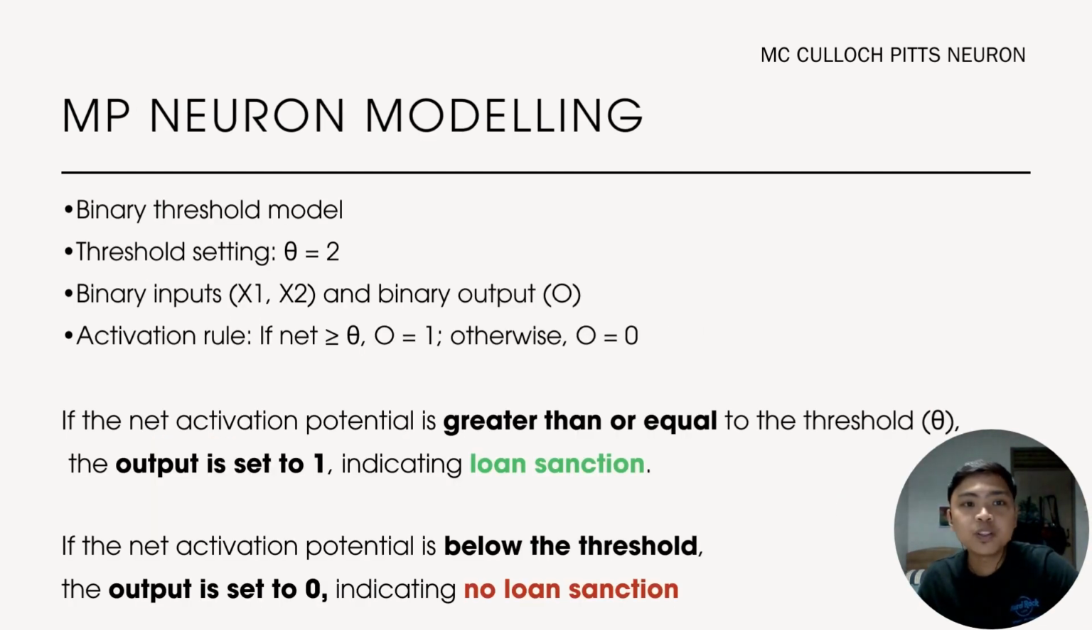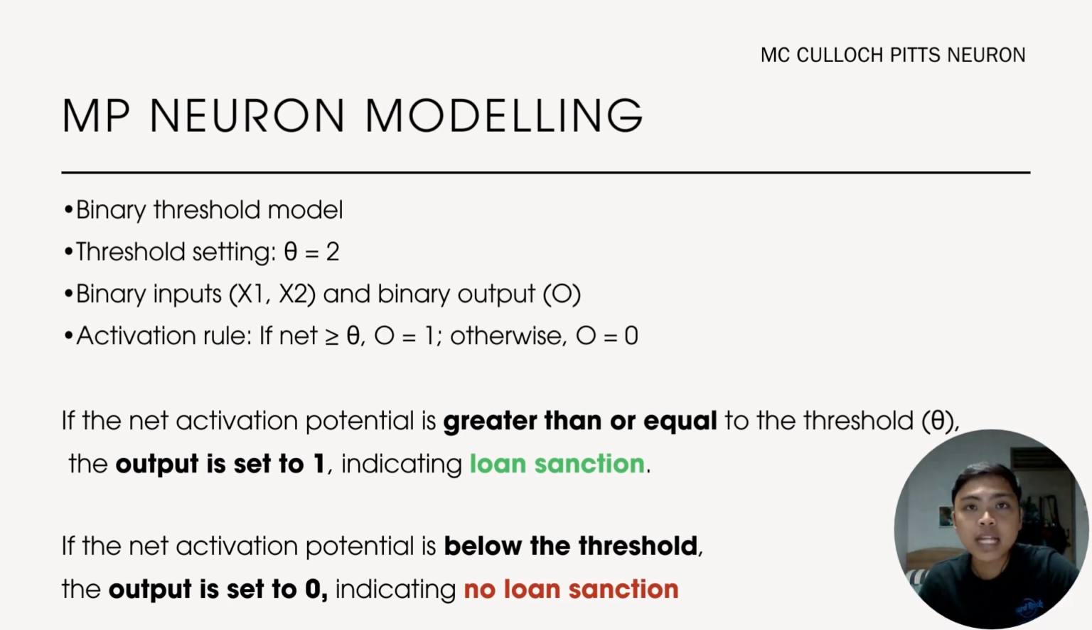Now, let's dive into the modeling of the McCulloch-Pitts MP neuron, which can help us make loan sanctioning decisions based on the binary inputs of salary and credit score. The MP neuron model operates on a binary threshold concept. It compares the activation potential to a predefined threshold to determine the output. For our loan sanctioning decision, we set the threshold value at 2. This means that an activation potential greater than or equal to 2 will result in loan sanction, while anything below 2 will lead to a loan not being sanctioned.